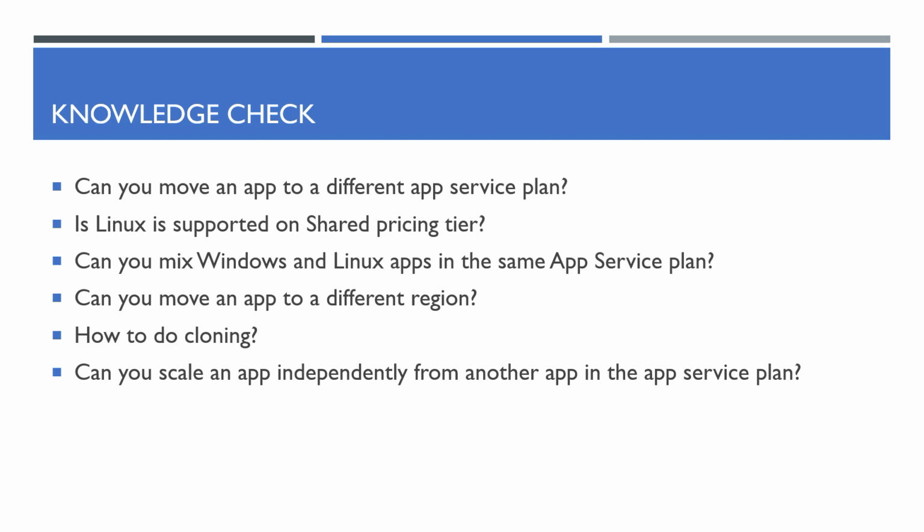Can you scale an app independently from another app in the same app service plan? As I mentioned in the previous slide, if some of the apps are not written efficiently and are consuming a lot of resources, then you need to scale an app independently from another app to ensure that the other apps are not impacted. This concept is called per-app scaling. Is it available for all the tiers? No, it's not available for all. It's only available for dedicated compute and isolated. For the shared tier, you will not be able to configure per-app scaling.